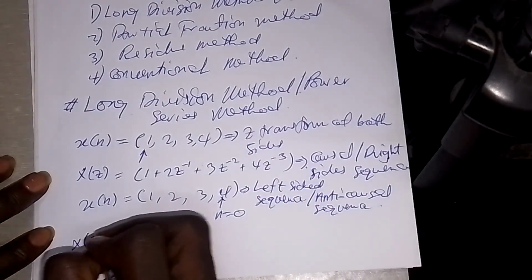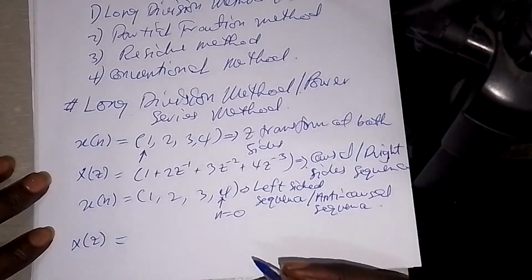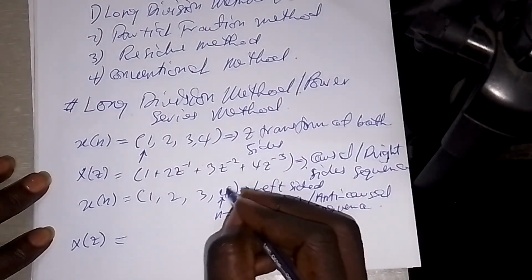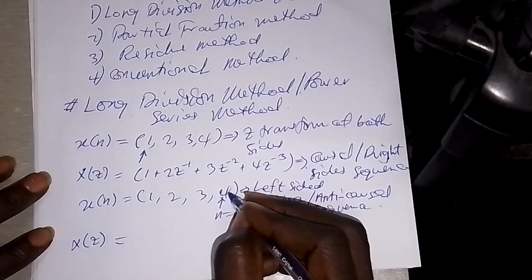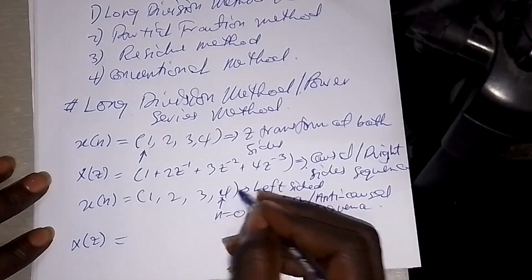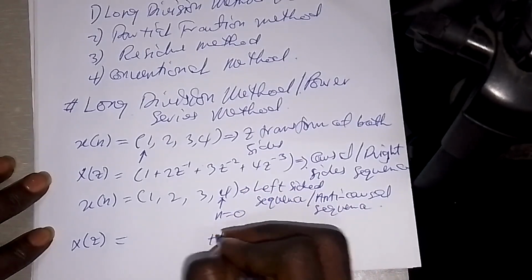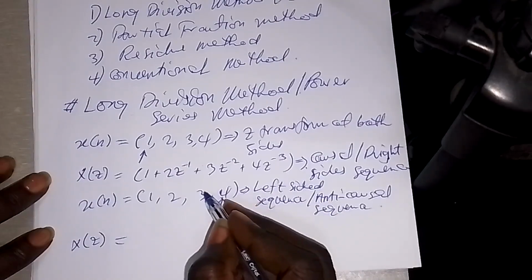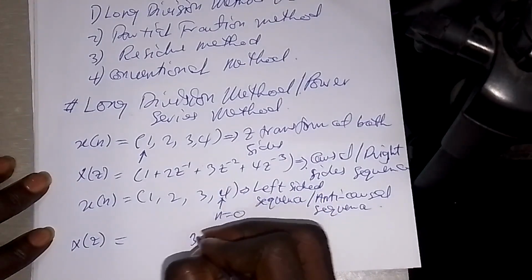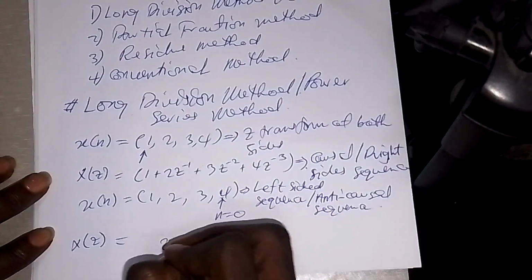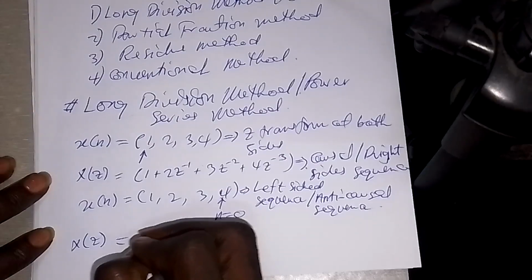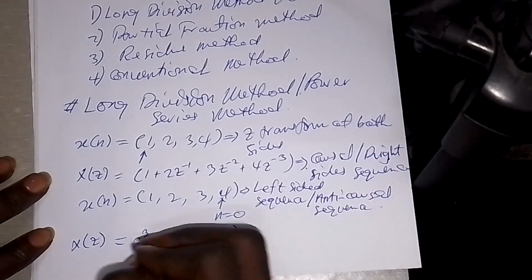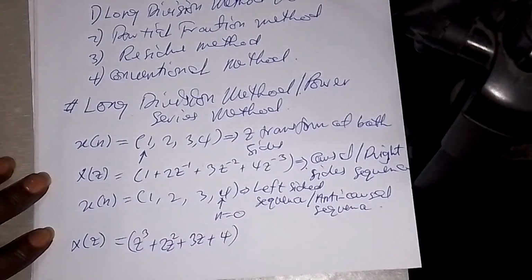Okay, so here if I take the z transform of this, what am I going to have? I'm going to start from here: 4 into z exponent 0, so it will be 4 plus 3 into z exponent minus 1, plus 2 into z exponent minus 2, plus z exponent minus 3. And this will be my sequence in this particular case.